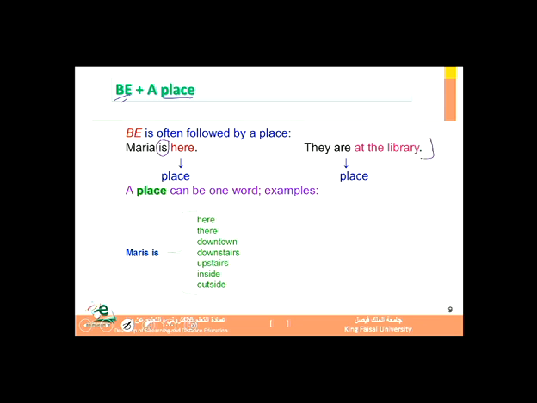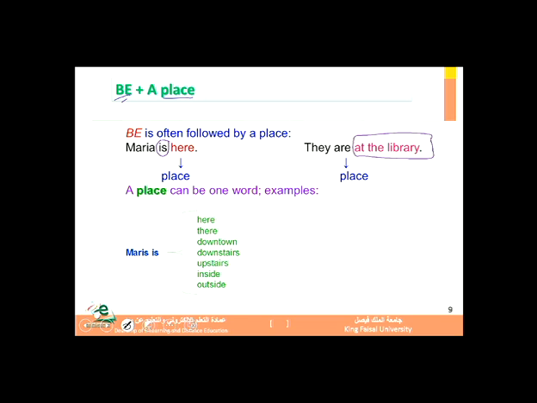They are at the library. Where are they? In what place? They are at the library. So at the library is a place. So the place can be one word, just like the word here. And here are some examples. Maria is here. Maria is there. Maria is downtown. Maria is downstairs, upstairs. Maria is inside or outside. So depending on the context, you can use any of those prepositions, or what we call place words.